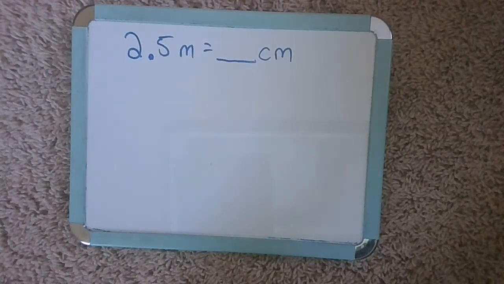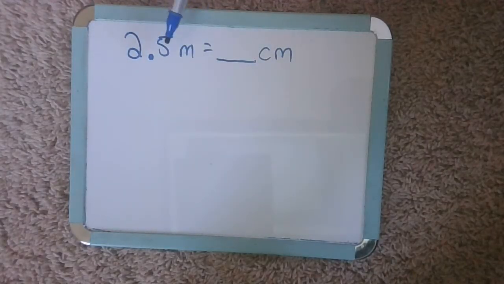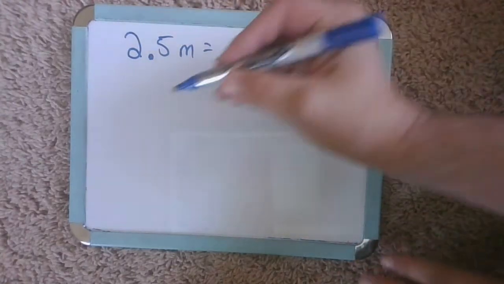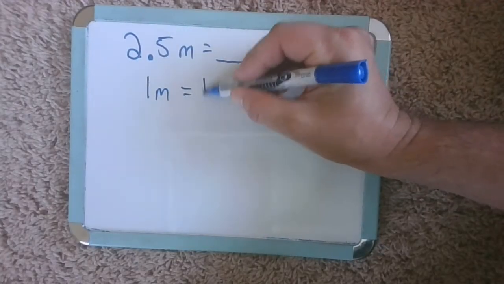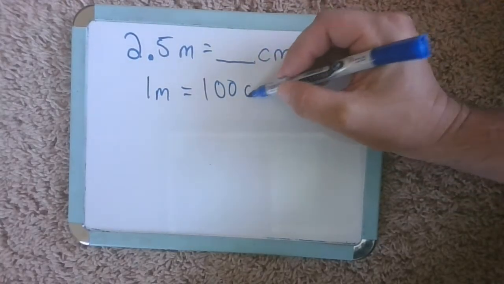All right, let's take a look again at conversion with some decimal numbers, but this time let's use some of our metric units. So when we take a look at this, I'm trying to change 2.5, or 2 and 5 tenths, meters into centimeters. Doesn't matter what our conversion is, the first thing that we have to know for any conversion is what the relationship is between the two units.